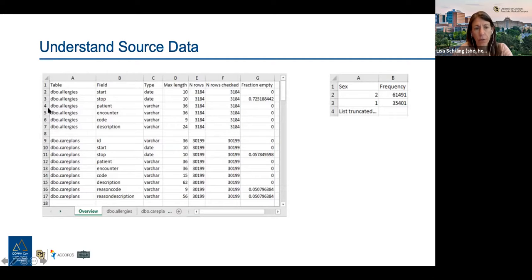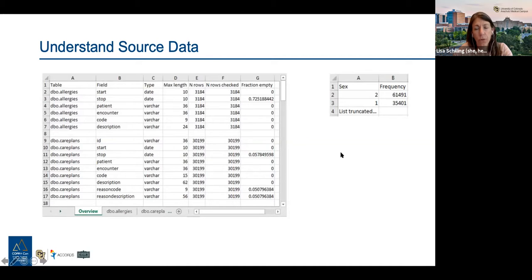And here, there's an allergy table and a care plan table, and really looking at the type of data that's in that table. So here we're seeing what the data type is, what the length of characters for that data type, and the last column G is whether that field is actually empty or has data in it, because that is key.